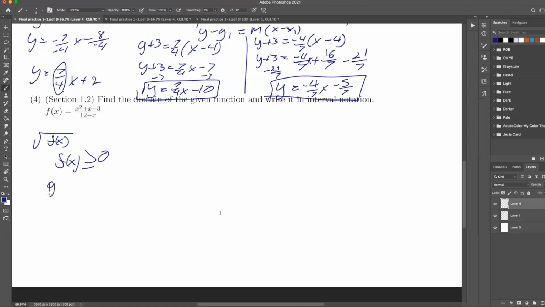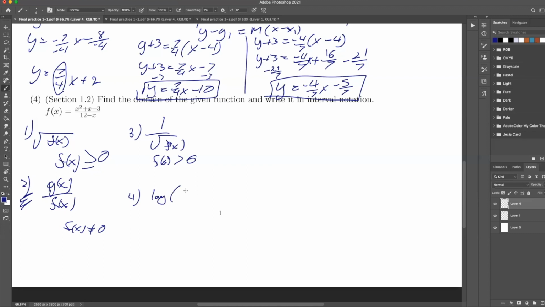If I have some function g of x over some function f of x, the second thing you'll see is a fraction. That means whatever's on the bottom cannot equal 0, which is the case we have here. The other domain problem we've seen is 1 over the square root of some function. In that case, we need f of x strictly greater than 0, right? And the fourth one, which we introduced later, was the log of some function, and f of x has to be greater than 0. That will come up next time.